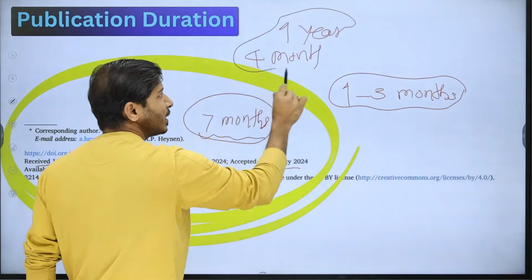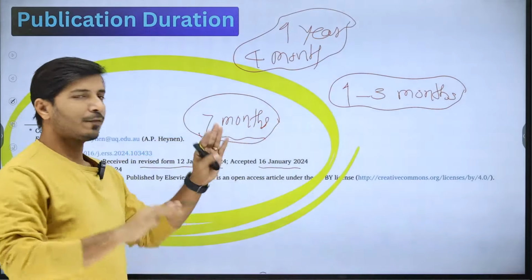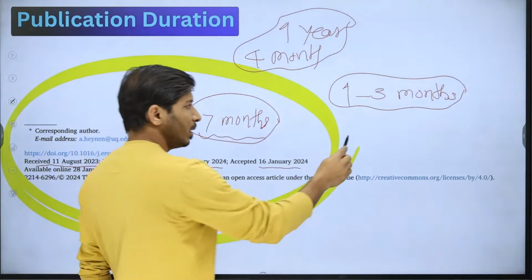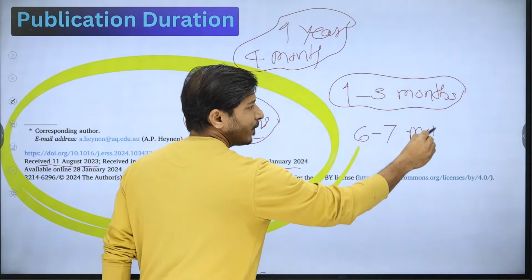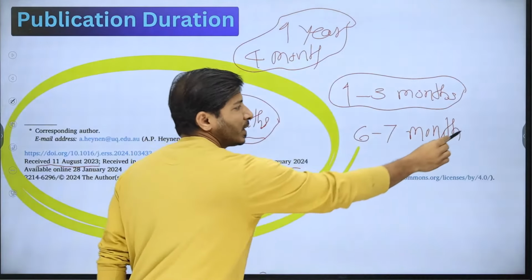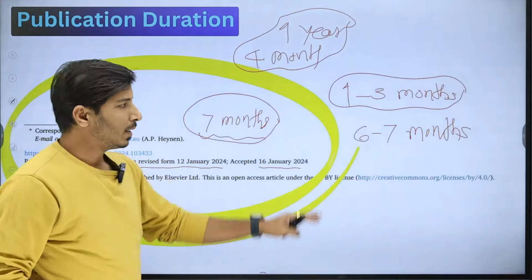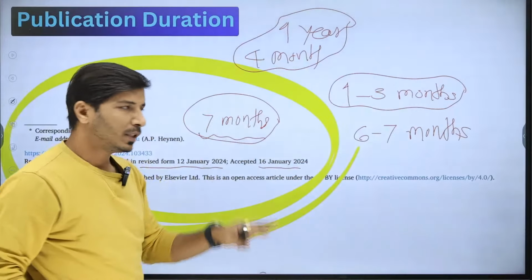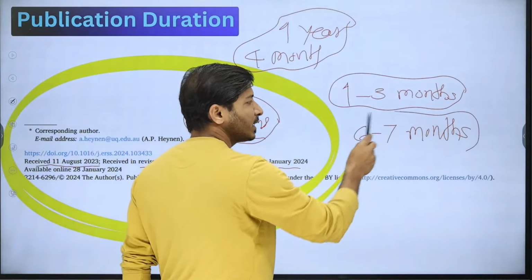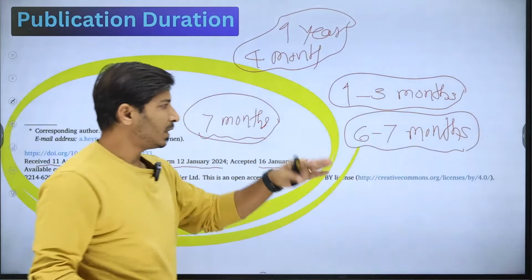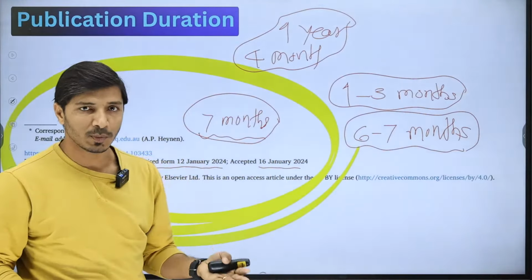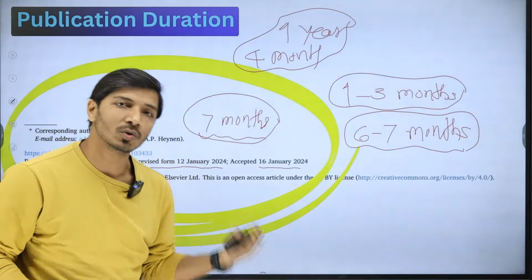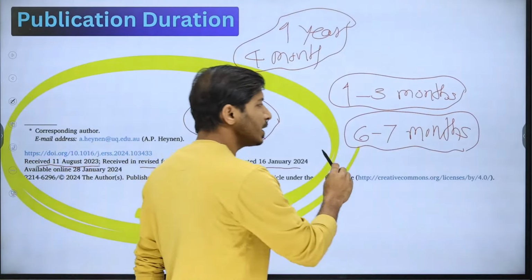So what does this indicate? The average publication timing is 6 to 7 months. Average, I'm saying, based on 10 to 15 research articles. Okay. Then I can say if the journal has recently published 20 research articles within the period of 6 to 7 months, then yes, there is a probability or possibility that your research article can also be accepted within this period.